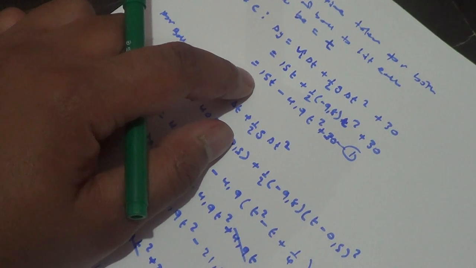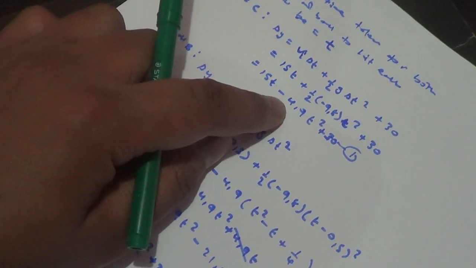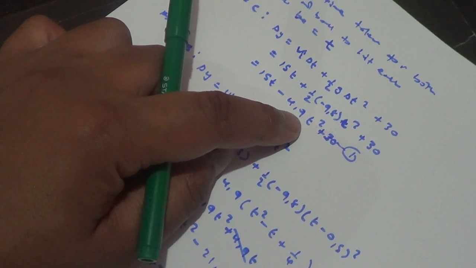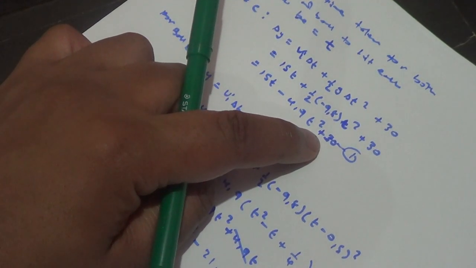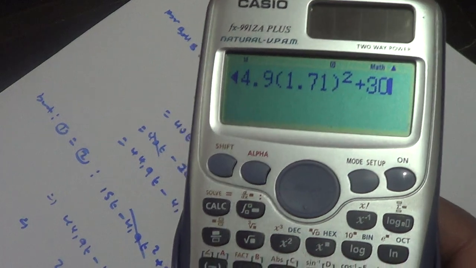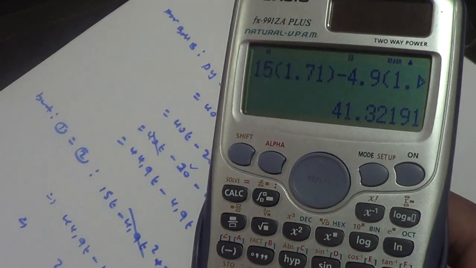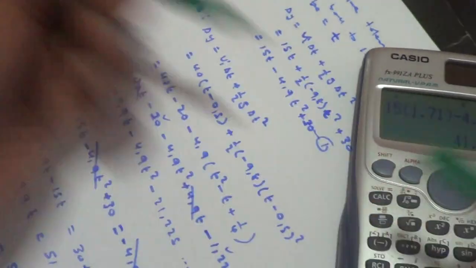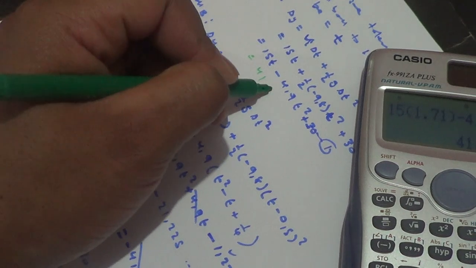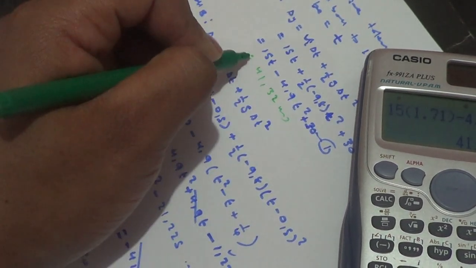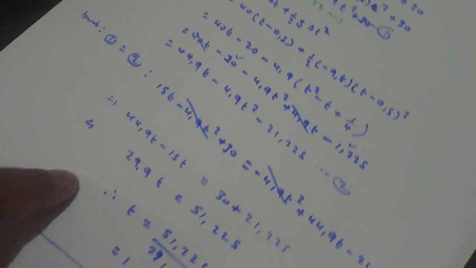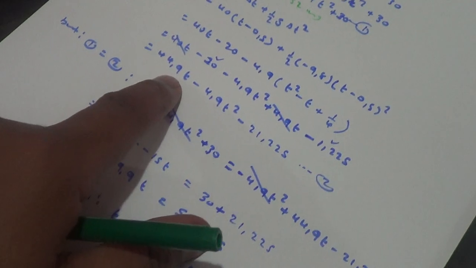15 into 1.71, all right? Minus 4.9 into 1.71 squared, all right? Plus 30, okay? So let's see, I'm getting 41.32 meters. So this is effectively 41.32 meters. So let's see if it is going to be the same, because if it is not, then this is wrong. Let's see if here we're getting the same thing.